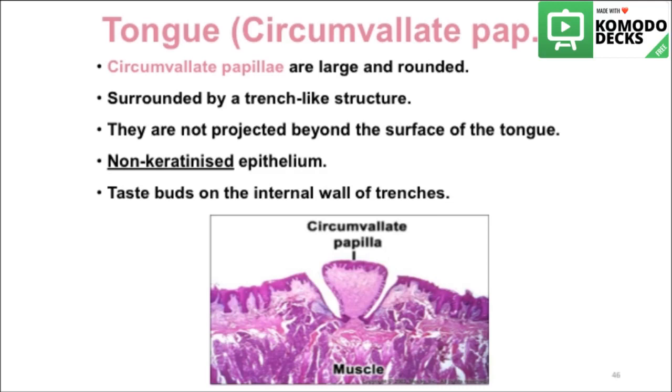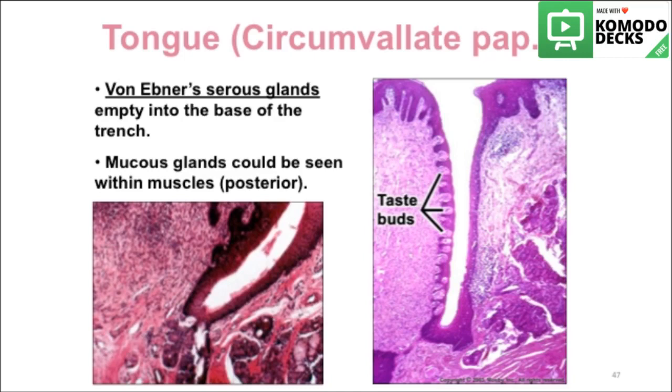Next is the circumvallate papillae or the vallate papillae. They are large and have a rich surrounding ridge or trench-like structure. They are composed of non-keratinized epithelium and they have numerous taste buds on the internal wall of their trenches. Minor salivary glands called von Ebner glands open in the trench of the vallate papillae, emptying their secretions, which are rich in salivary lipase for food digestion.